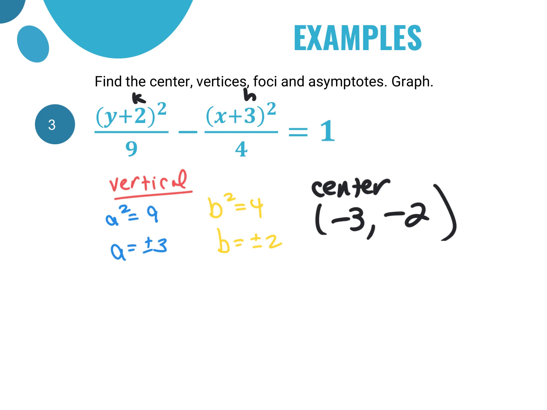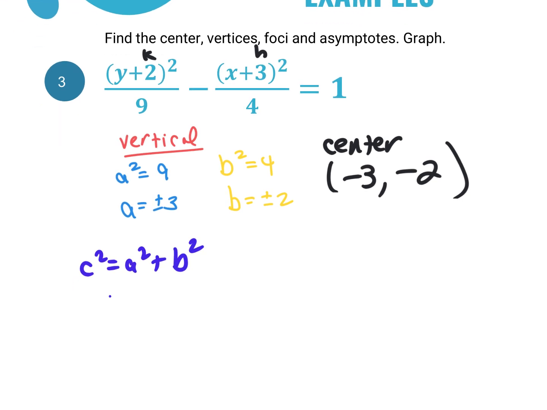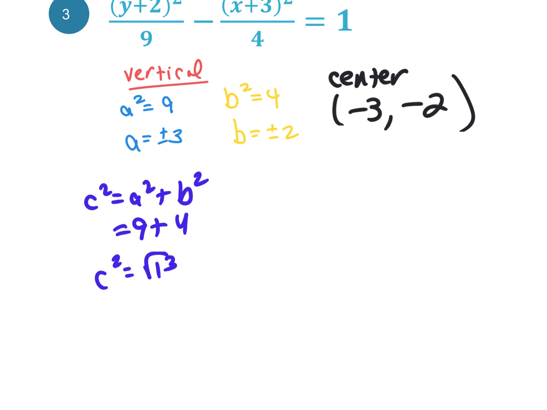If this is vertical, when I'm trying to find my vertices and my foci, what am I going to add and subtract to? What letter? The y, because it's a vertical. So let's go ahead and find our c. What's my c value? C squared equals a squared plus b squared. So 9 plus 4, c squared is 13, correct? All right, so c is plus minus square root of 13. It's in between 3 and 4, right?